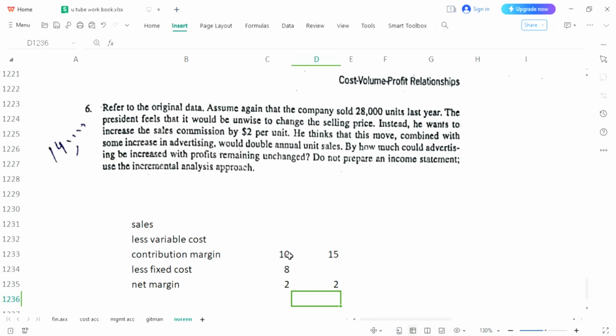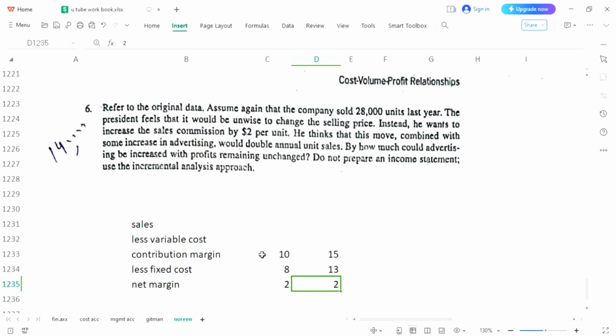Okay. How much increase have we made in contribution margin? That is 5. So what we will do? We will increase fixed cost with the same change. Change is 5. So here it is 13. Now you will be getting the same profit. Hopefully you have understood the concept.